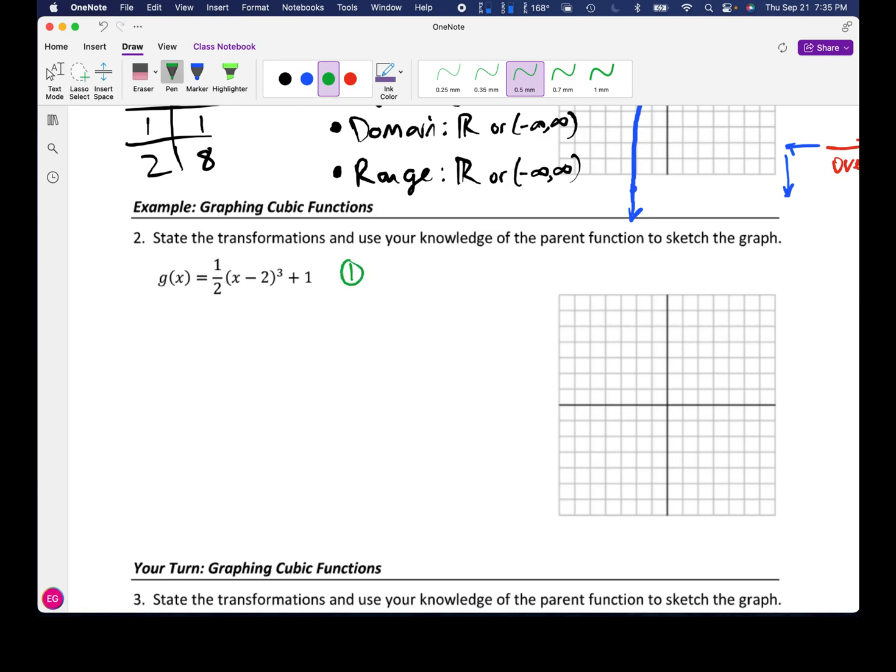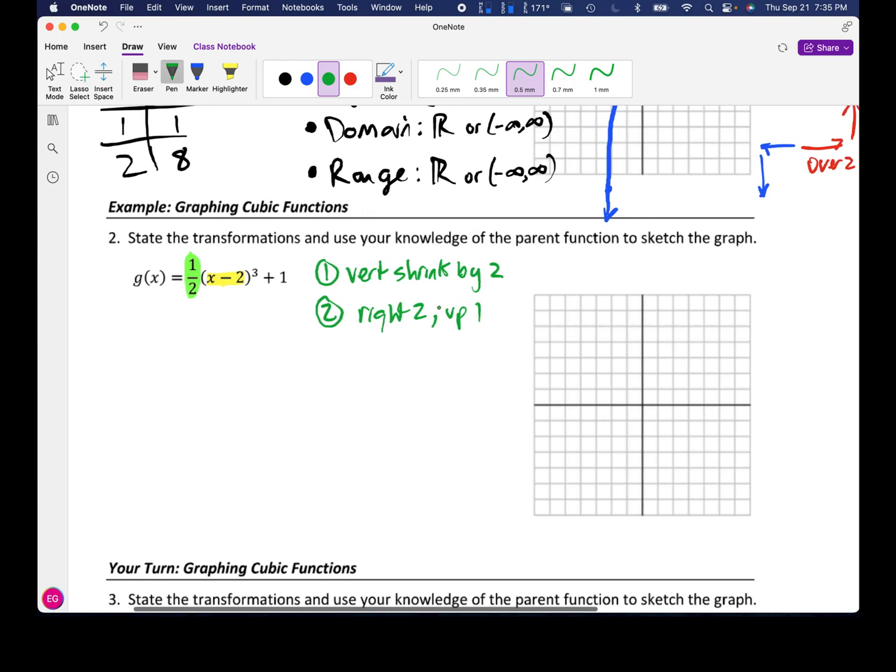So we have a vertical shrink on the outside by that factor of 2. That's this part right here, the vertical shrink. Our inside is going to be the things that are inside the cube. So the x minus 2 is inside and the plus 1 is outside. That's going to give us a right 2 places and an up 1 place.